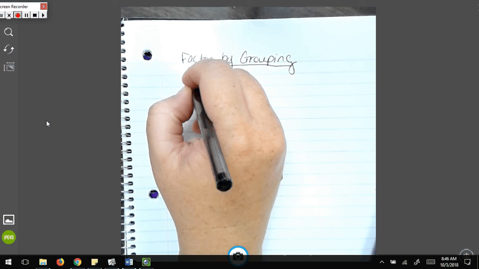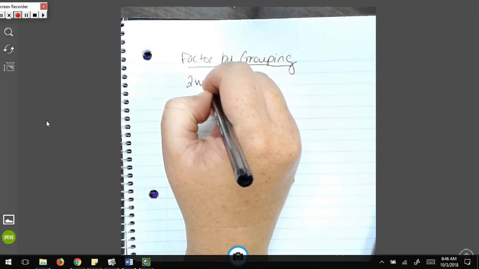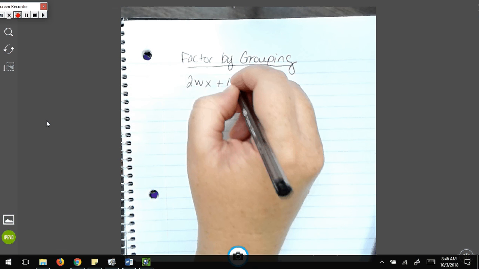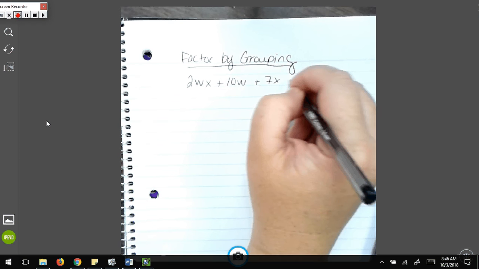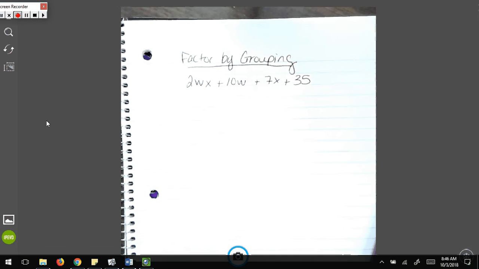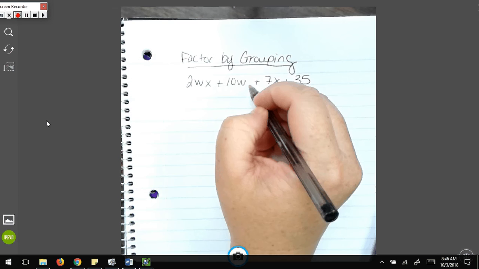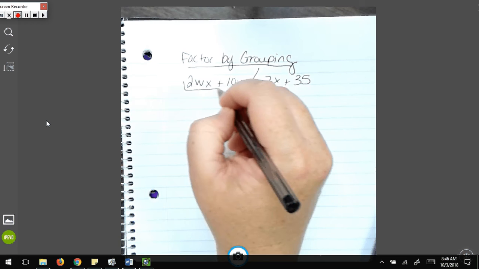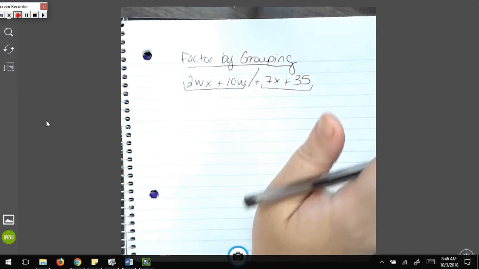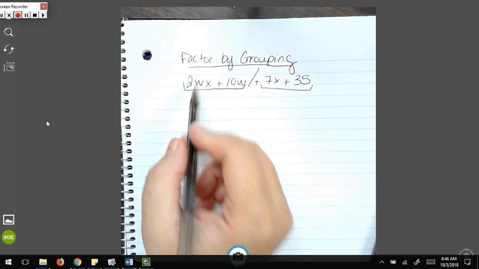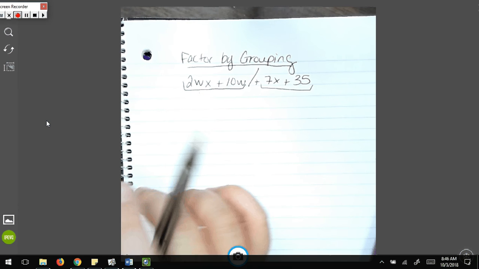So maybe you start with something that looks a little different than what you're used to, in that it starts out with 4 terms instead of 3. So what I'm going to do here is look at this as 2 separate problems to start with, okay? I'm going to look at it as 2wx plus 10w, and then I'll come back and deal with the 7x and 35.